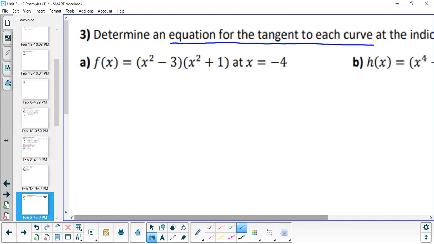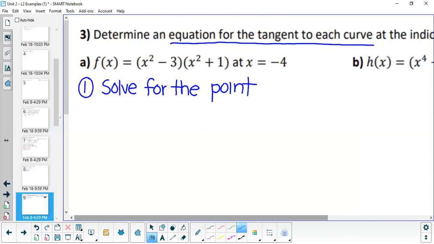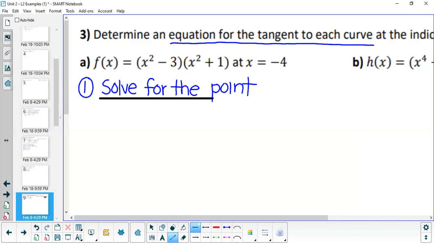So that means we have to buckle up and really remember our steps. So I'm going to label each step. Step 1, we're going to solve for the common point that we are going to use for the equation. That is the point that intersects the curve and the tangent line. So we're going to start off with that.